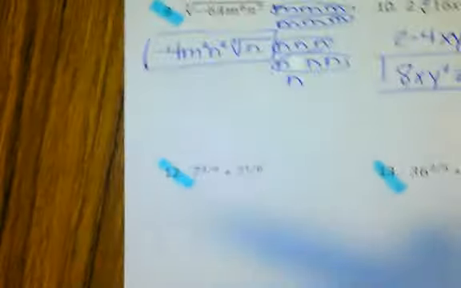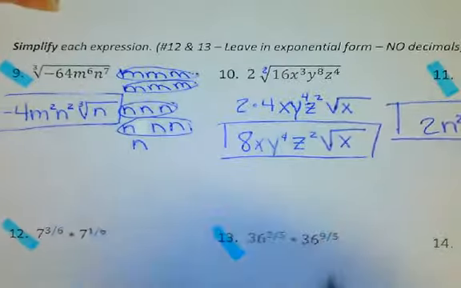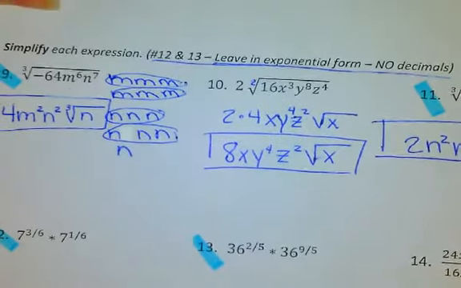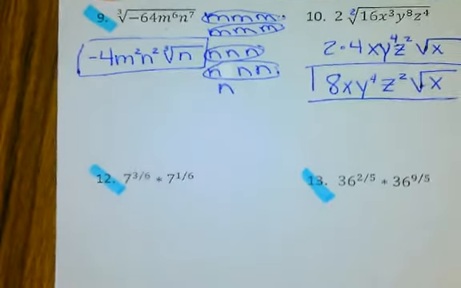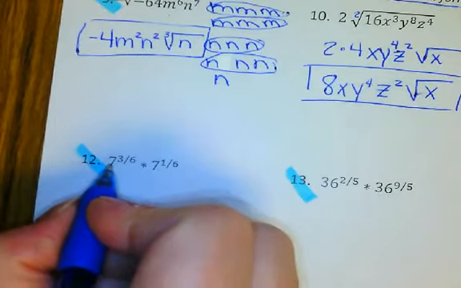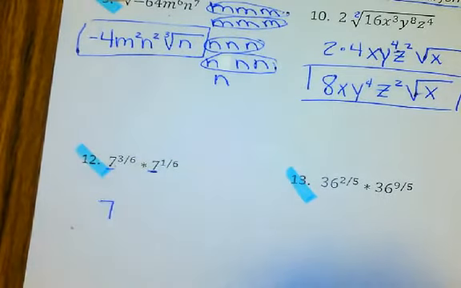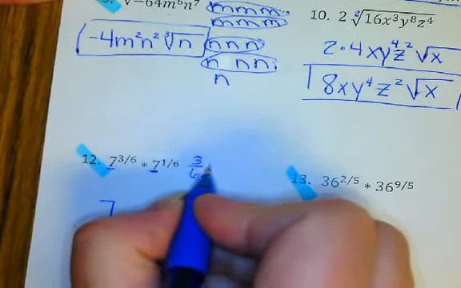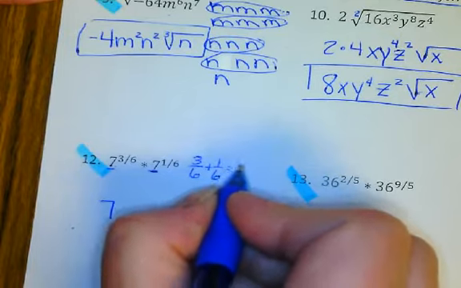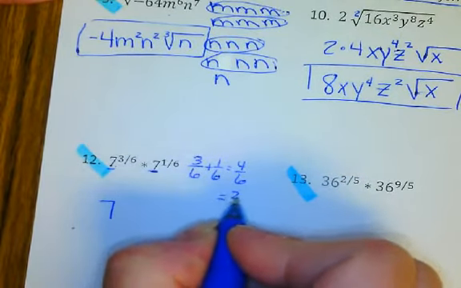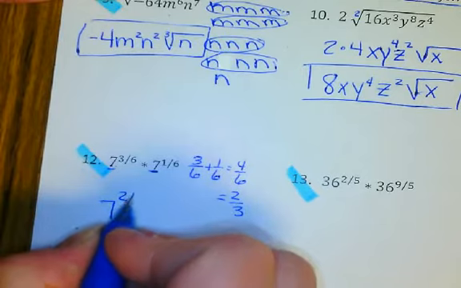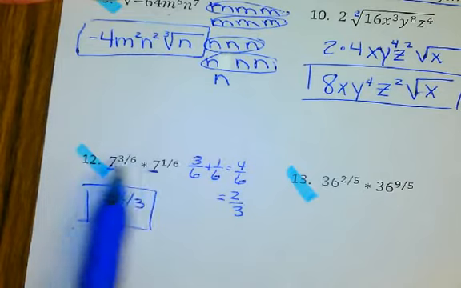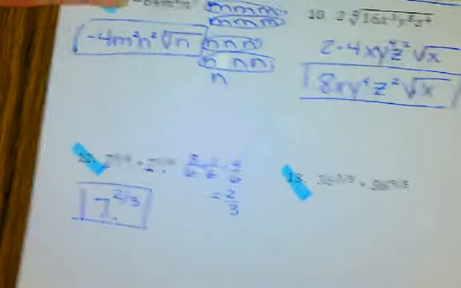Okay, on the bottom here, now notice they want you to leave it in exponential form. So if they want you to leave this in exponential form, they want an exponent. So the rule is that when you're multiplying with the same base, so a 7, you are going to add the exponents. So that gives me 3/6 plus 1/6 equals 4/6, which reduces to 2/3. So 7 to the power of 2/3. Done. Notice, I did not multiply the 7 times 7. I left it the same.